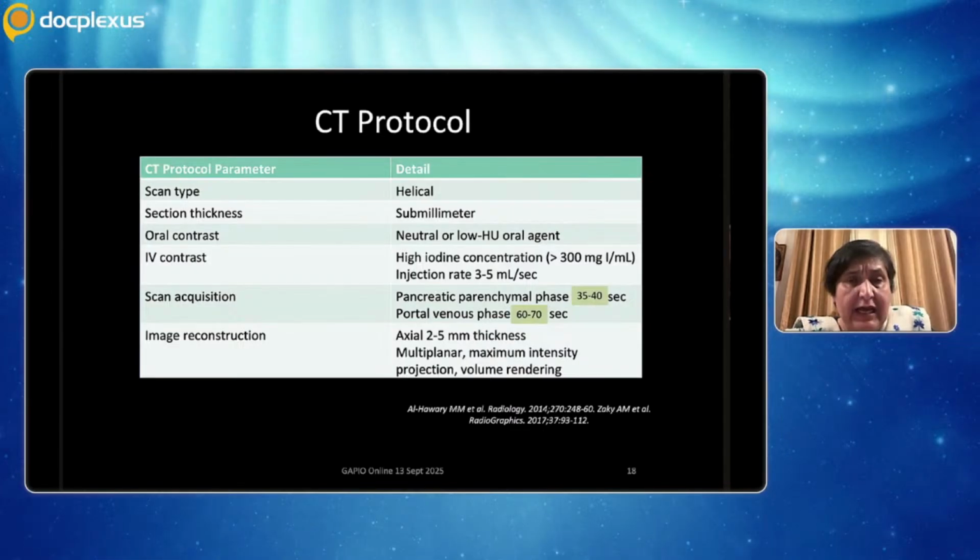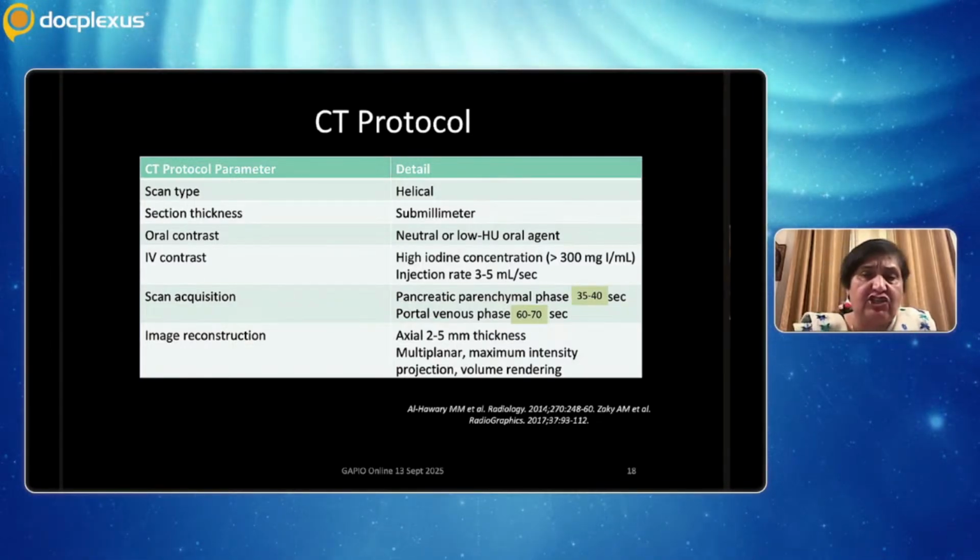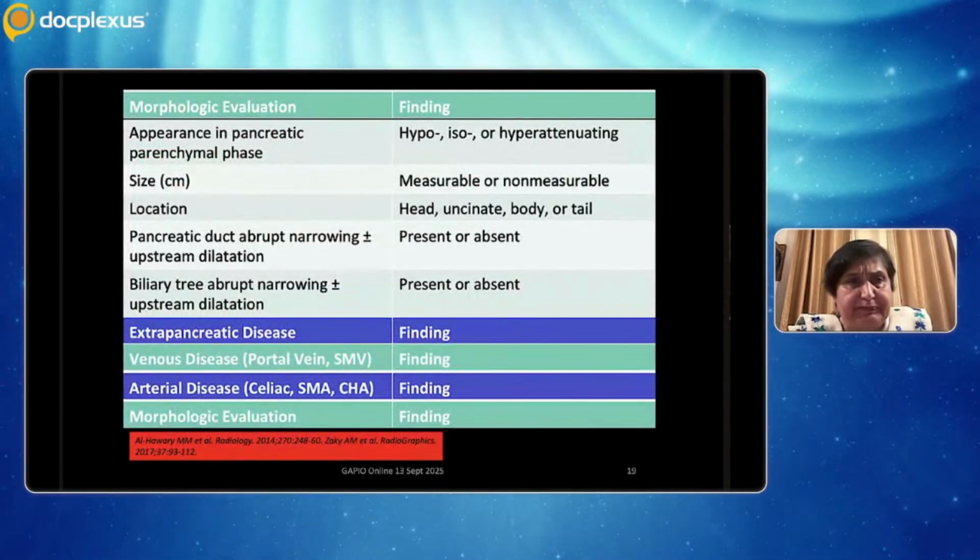ml per second. A pancreatic parenchymal phase of 35 to 40 seconds is used, and a portal venous phase of 60 to 70 seconds. If you're suspecting a neuroendocrine tumor, you need to do an early arterial phase, otherwise you might miss the tumor. Image reconstruction is done at 2 to 5 mm thickness. You can do multiplanar maximum intensity projection and volume rendering.